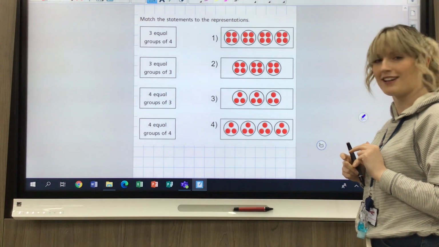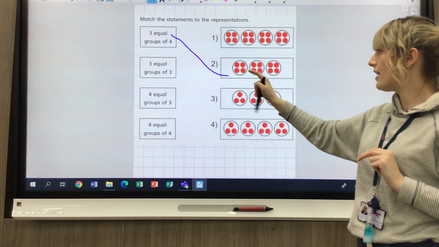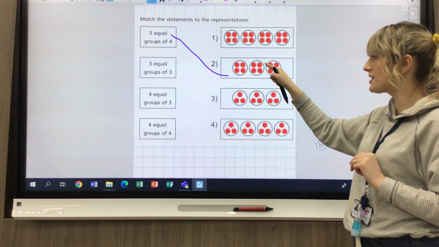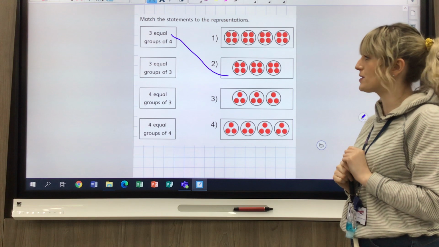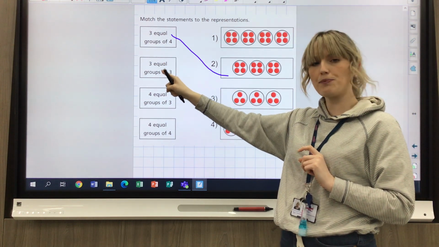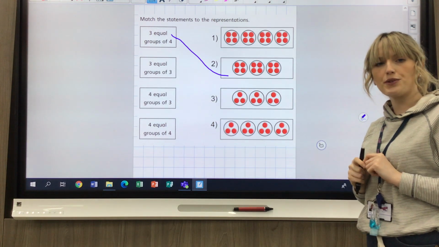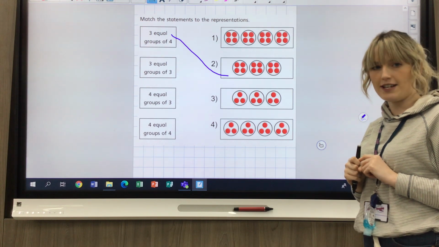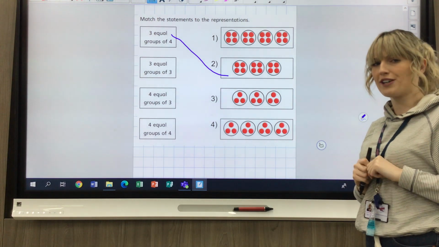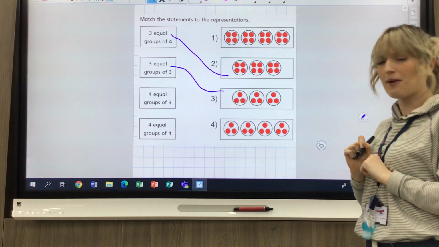Can you find it? Well done if you know that the second one is 3 groups of 4, because there's 4 counters in each of the 3 groups. Let's look at the next one. 3 equal groups of 3. So looking at each picture, which one shows 3 groups of 3? So 3 groups with 3 in each one. Can you find it? Well done if you knew it was that one.